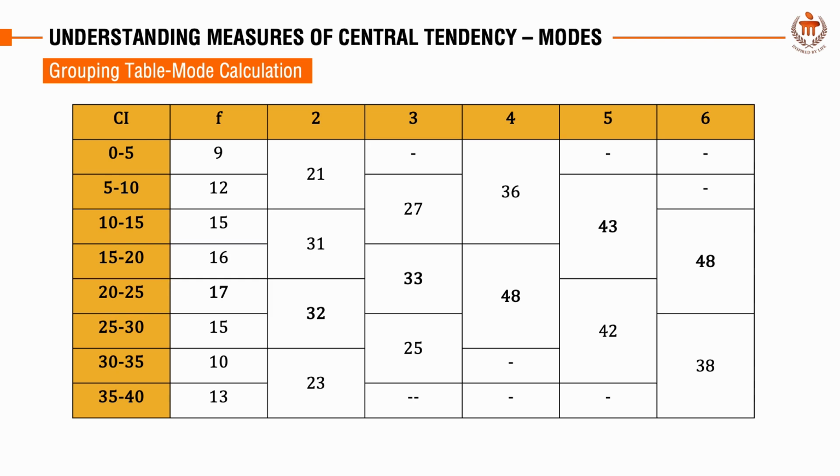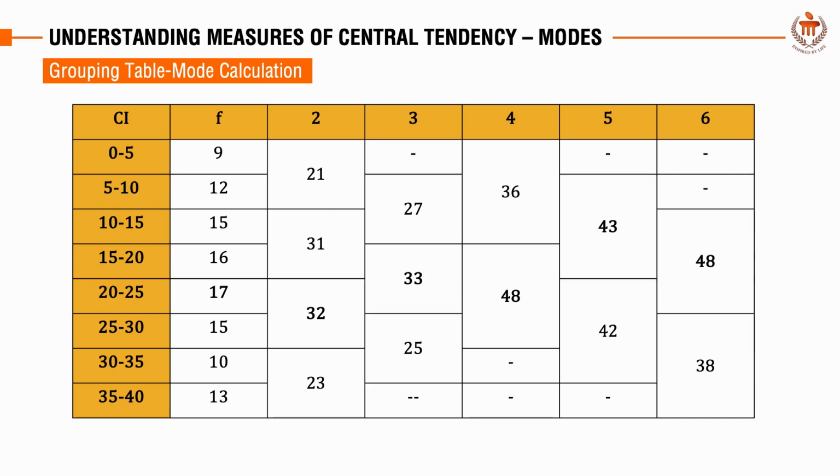Then in column 4, the highest value is 48. How do you get 48? Because of the sum of 16, 17, 15. So because of which class interval? 15 to 20, 20 to 25, 25 to 30. Just mark them. Similarly in column 5, the highest value is 43 because of 5 to 10, 10 to 15, 15 to 20.